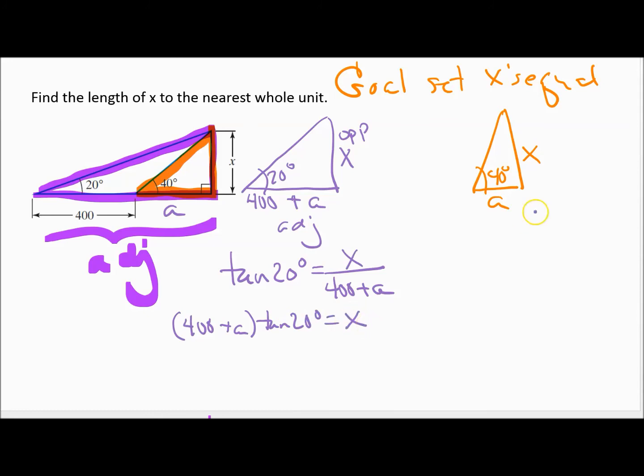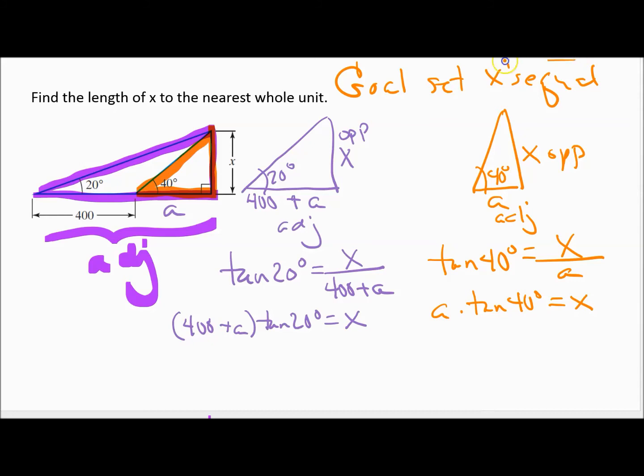Now, for my orange triangle over here, I'm going to set up again. Across from 40 degrees is opposite. Next to the 40 degrees is adjacent. Opposite and adjacent is still tangent. I have tangent of 40 degrees is equal to x over a. Now I solve this equation for x and I multiply both sides by a, so I have a times the tangent of 40 degrees is equal to x.